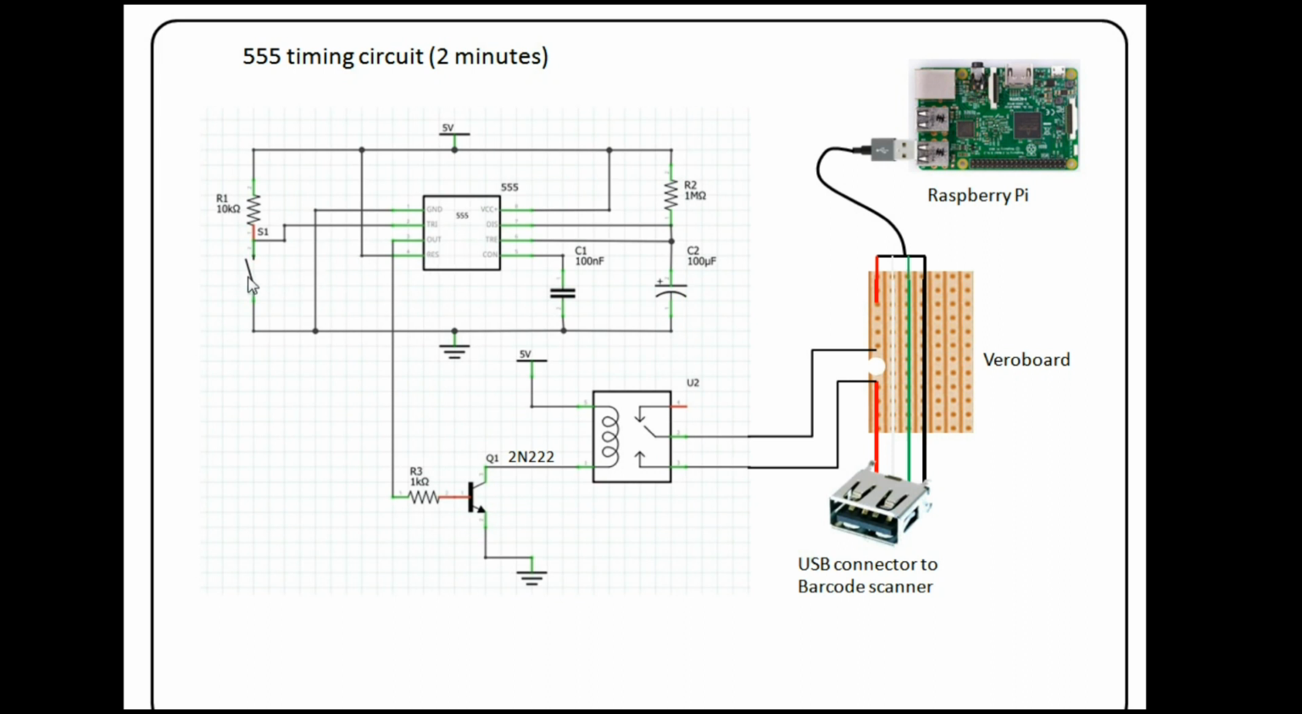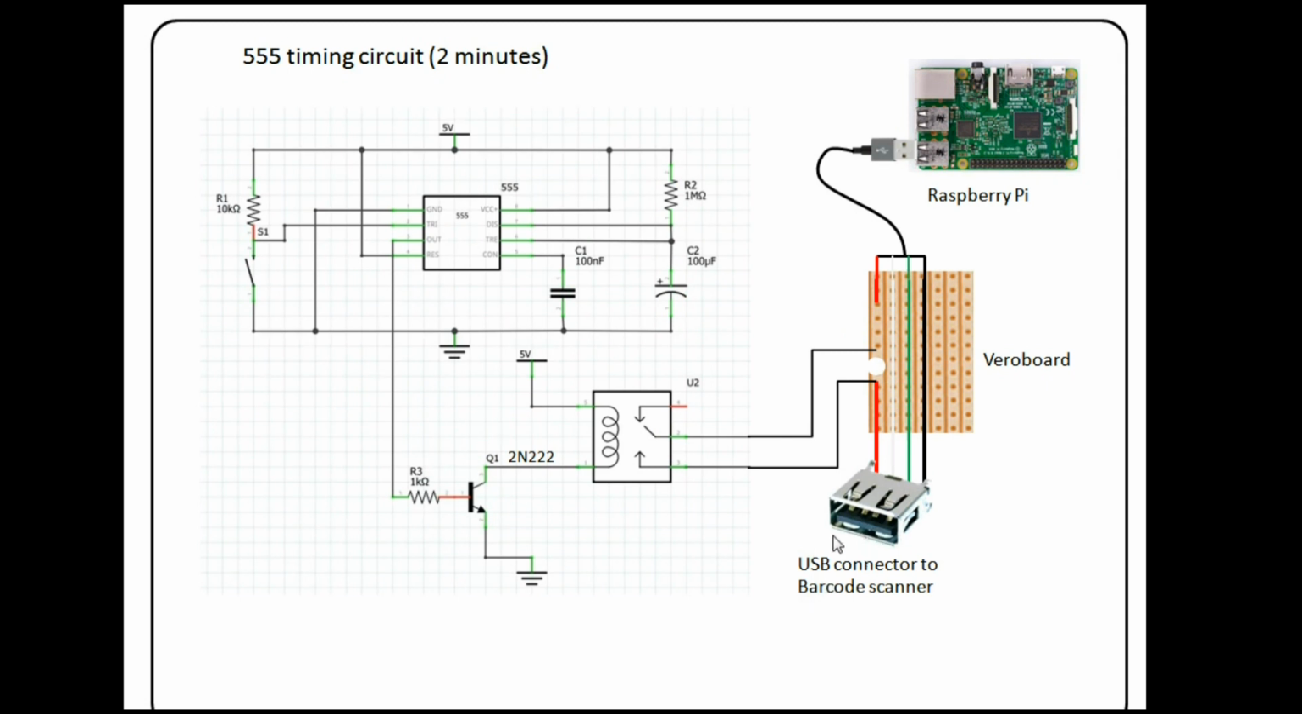So with this little 555 timing circuit here, when I press the button on the box, which is this switch here, it sends a low condition to the trigger pin. The trigger pin goes high through this resistor, which powers up this transistor. The transistor goes closed circuit, and I've now got a path from 5 volts through the relay, through the transistor down to ground, and that then activates this contact here. The contact closes and powers up the USB and the barcode scanner.